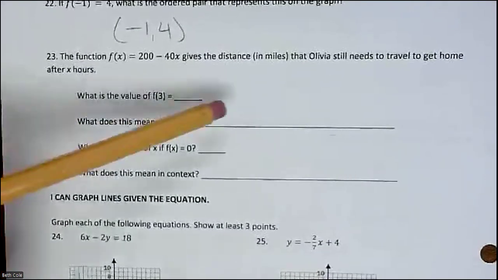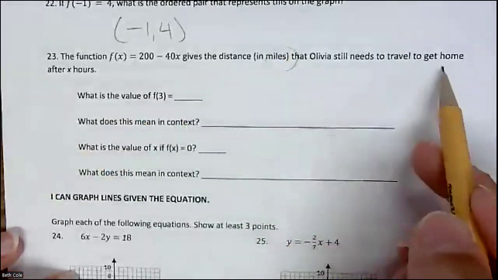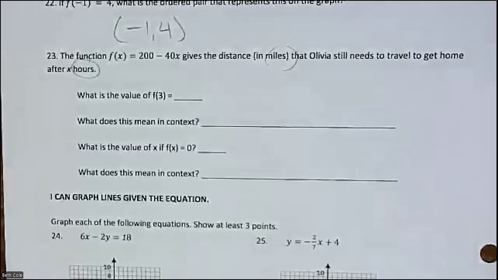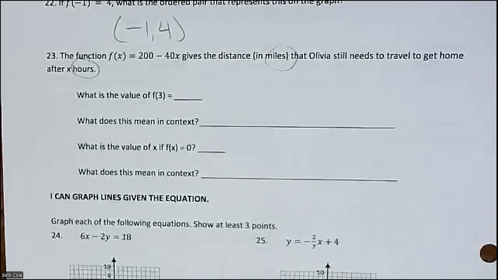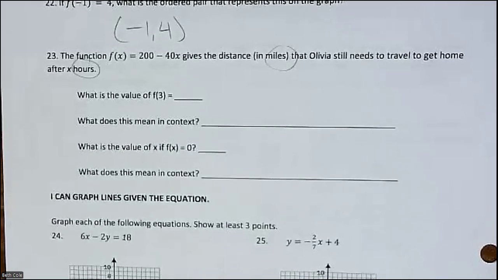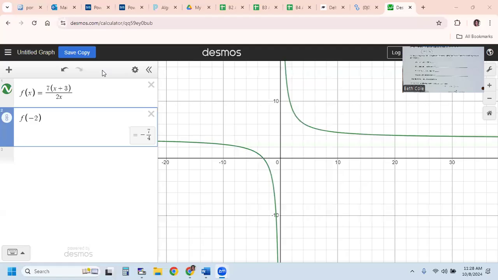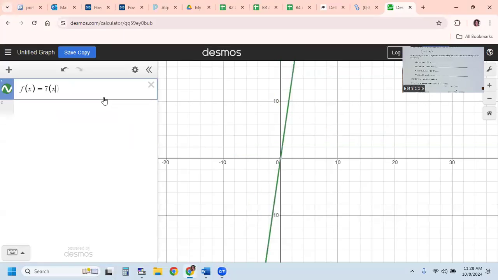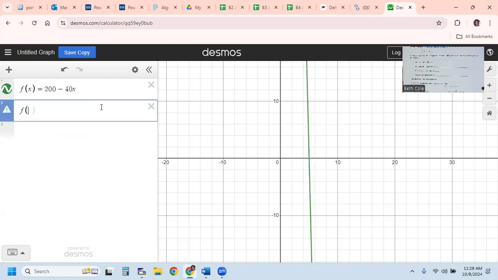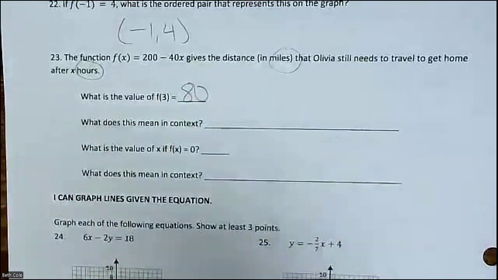All right. This function gives the distance in miles that Olivia still needs to travel to get home after x hours. We have miles and we have hours. What is the value of f of 3? What am I going to do, guys? Desmos. All right. So it's f of x equals 200 minus 40x. Thank you. And we want to do f of 3. 80. Boom. Tap, tap, tap in the calculator. 80. Now, what does that mean in context?